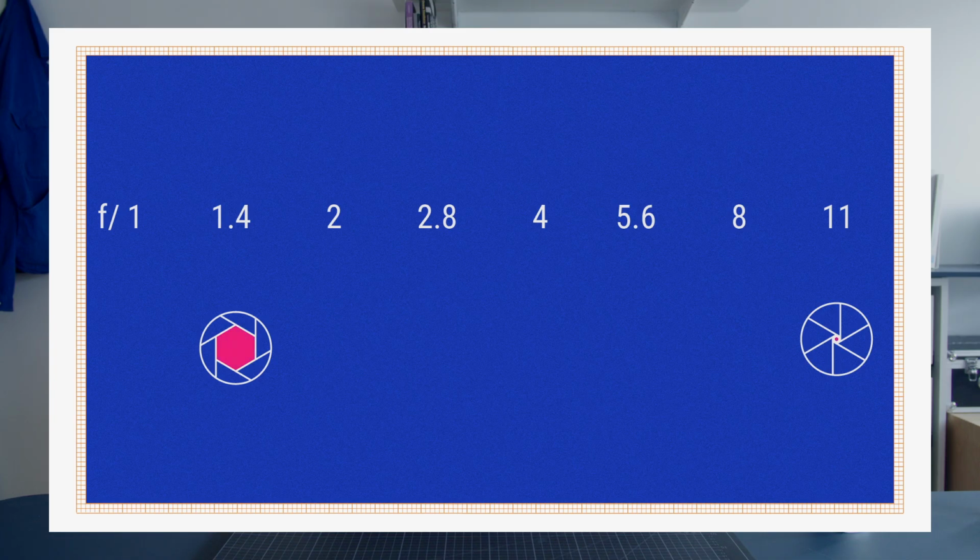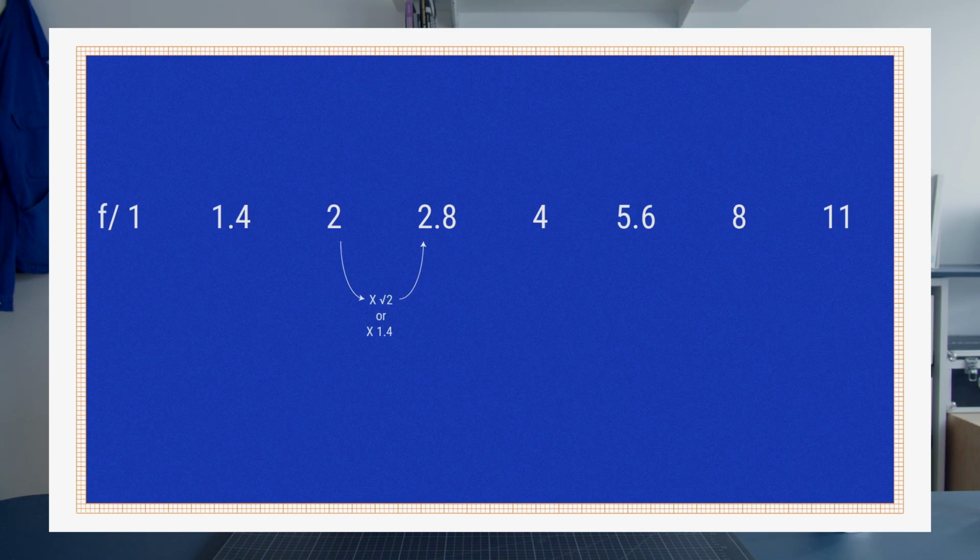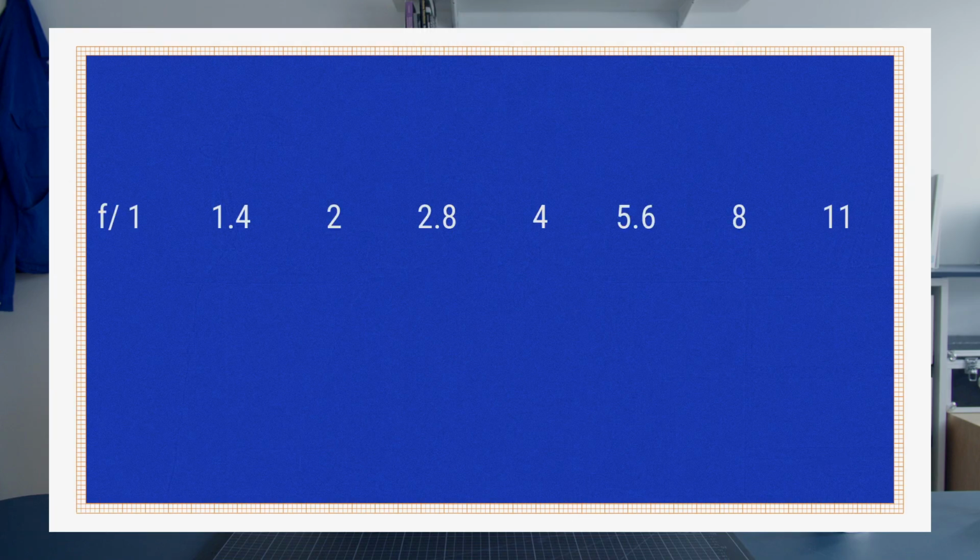But by how much? This row of numbers follows a pattern. Each next number is 1.4 times larger than the previous one. So multiply 2 by 1.4 and you get the next stop, which is 2.8. Multiply 2.8 by 1.4 and you get 4. Each time you move on to the next stop, you cut the amount of light in half. So let's say you took a picture at f4 and you need to make it twice as bright. You divide 4 by 1.4 and you get 2.8.